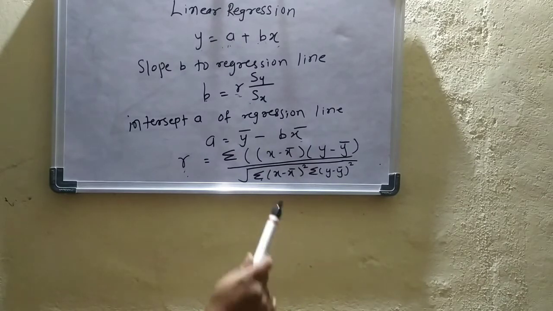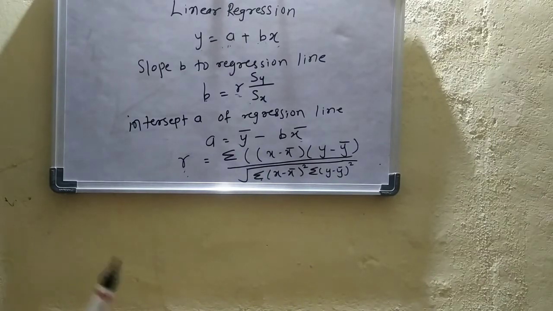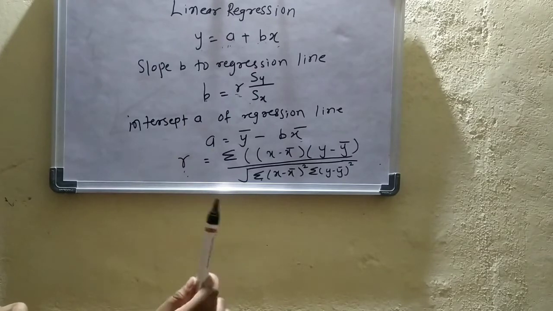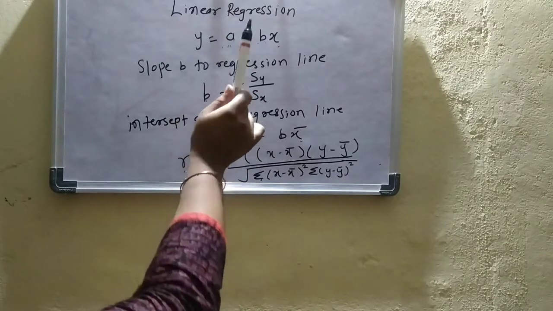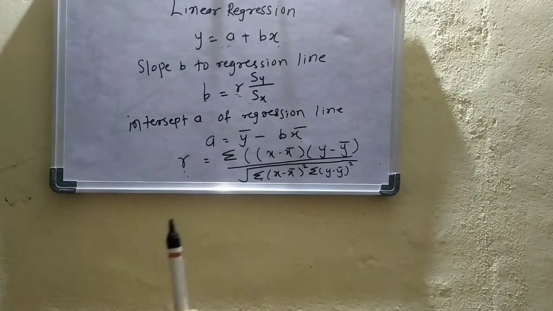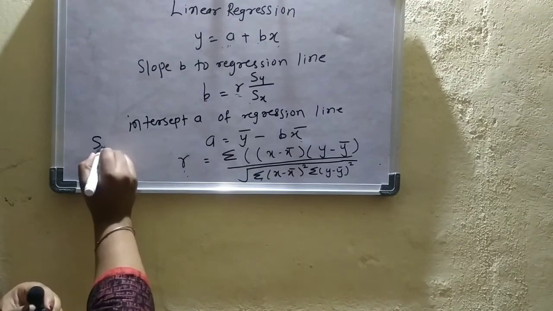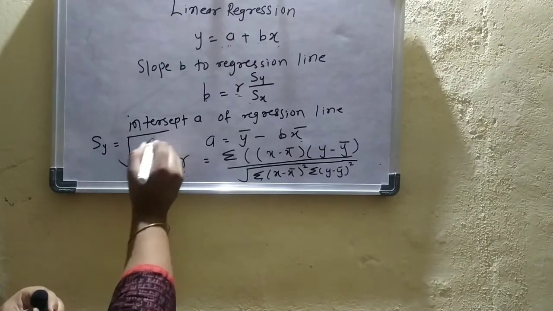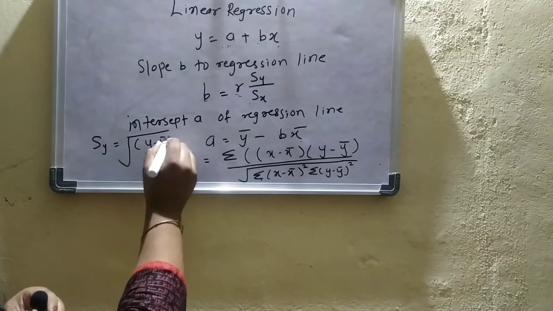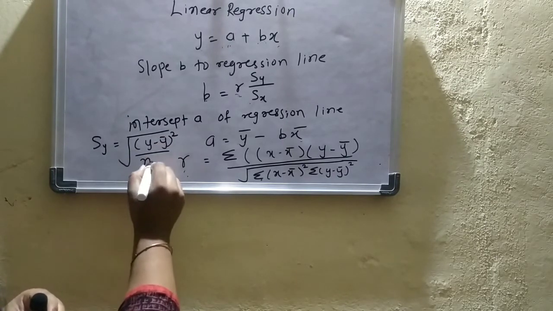So how to calculate r? A numerical example I have already demonstrated. Link to that I will be providing. So you can easily calculate the correlation coefficient and then you can calculate the standard deviation of x and standard deviation of y. The formula for standard deviation of y is square root of summation of (y minus y bar) whole square divided by n minus 1.